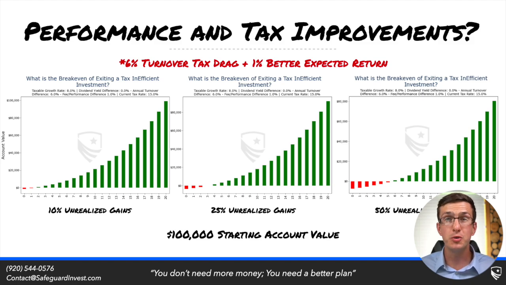Now, in this type of situation, for most investors, we're going to see that the intersection of these two improvements make it so that most investors should make this tax change. Now, before we go on to the next slide, I just want you to make a note of this middle chart here. We see that with 25% unrealized gains, paying a 15% tax rate on exiting that bad investment, we see that the break even happens around year 3 here.